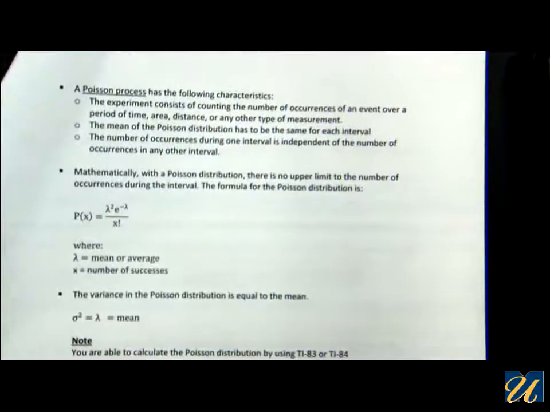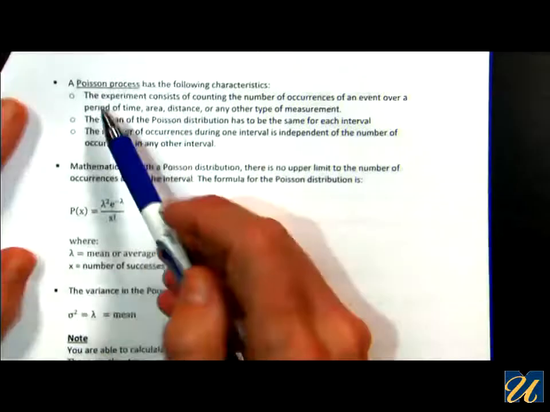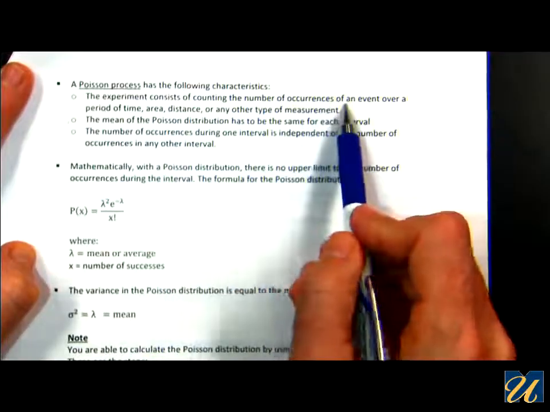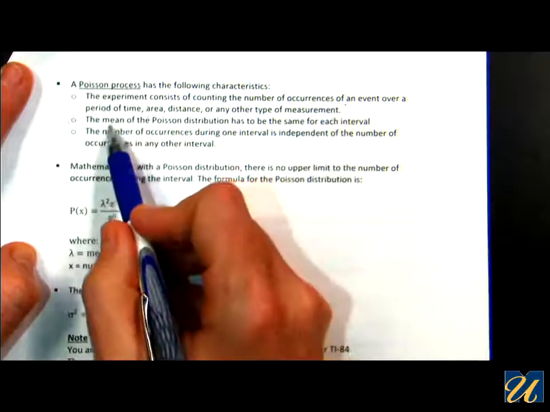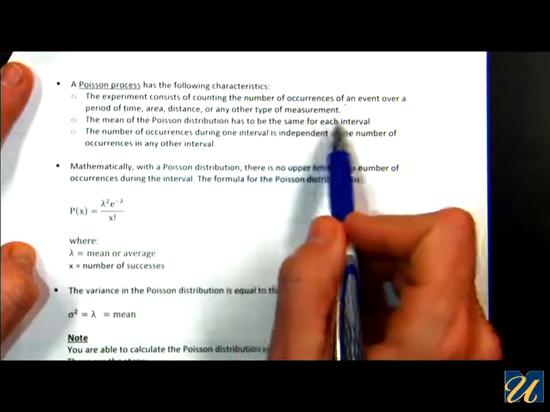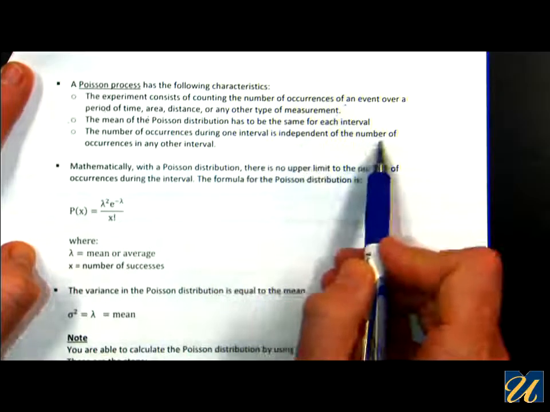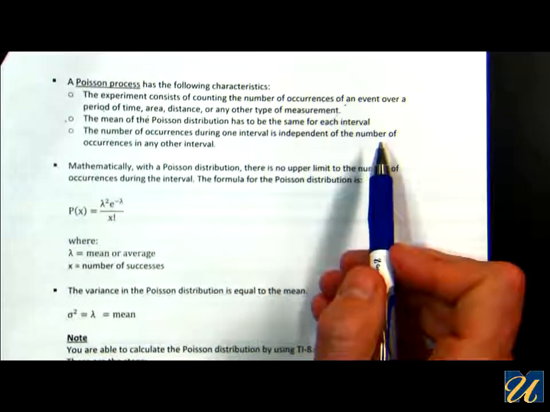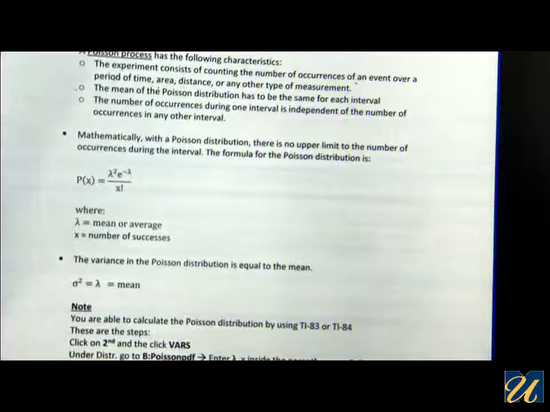Now, for the Poisson distribution, a Poisson process has the following characteristics. The experiment consists of counting the number of occurrences of an event over a period of time, area, distance, or any other type of measurement. The mean of the Poisson distribution has to be the same for each trial. The number of occurrences during one interval is independent of the number of occurrences in any other interval. Mathematically, with Poisson distribution, there is no upper limit to the number of occurrences during the interval, which means that when you have Poisson distribution, the only information that you will have will be an average.